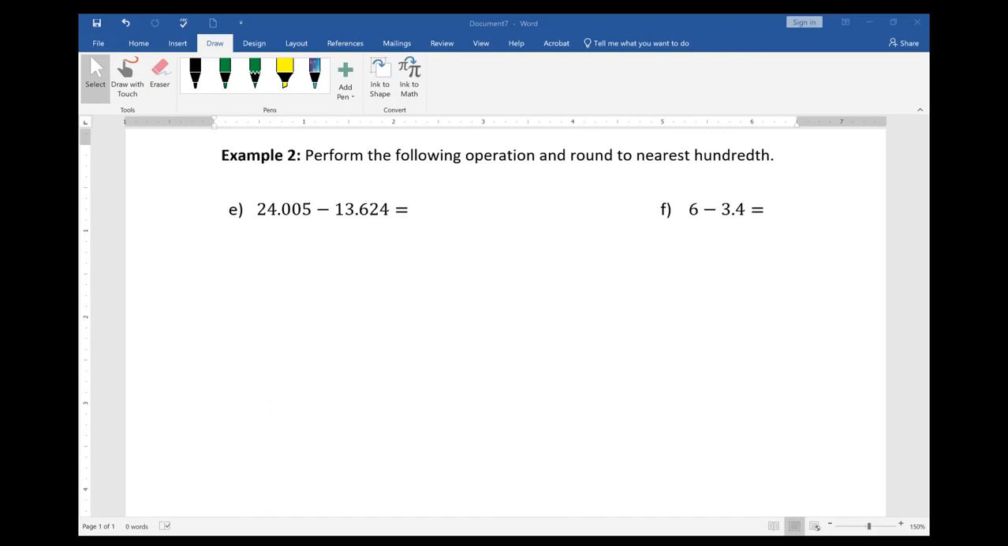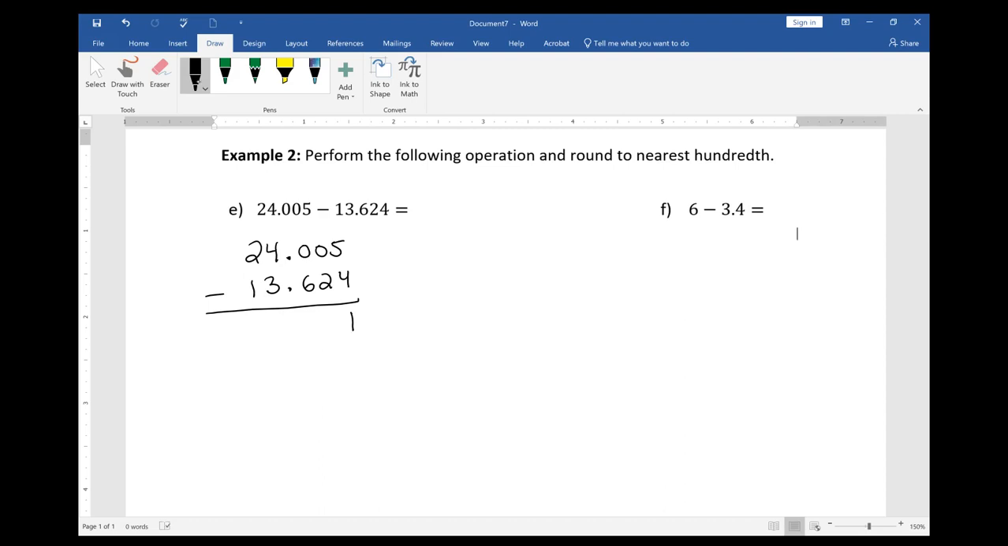Example E, 24.005 minus 13.624. So 24.005 minus 13.624. 5 minus 4 is 1.